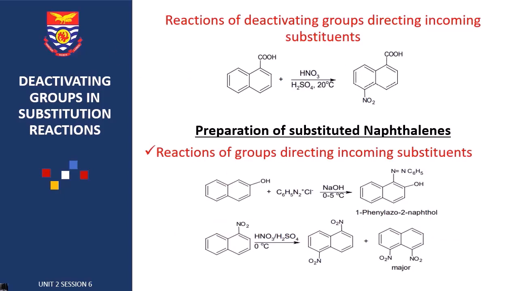So this is a typical reaction of a deactivating group on naphthalene directing an incoming group, which is a nitro group, to position number 5. And these are other reactions as well. So here we have our naphthalene being substituted with an activating group at carbon number 2 directing an incoming group to carbon number 1. And this is a nitro group at carbon number 1, directing the incoming group to the second ring at carbon number 5, or of course to the second ring again at carbon number 8. So please take note of these two.